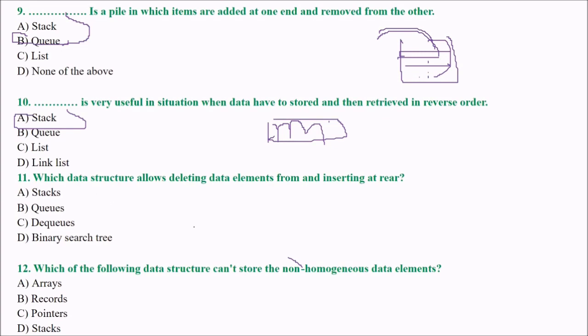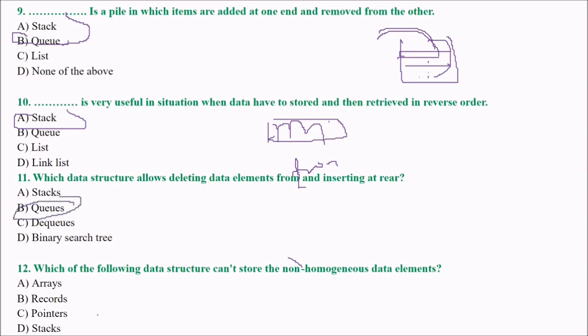Next is which data structure allows deleting data item from and inserting at rear. So the answer is, let me change the question. Which data structure allows deleting data item from front and inserting at rear? What can be the answer? The answer is of course the Qs.